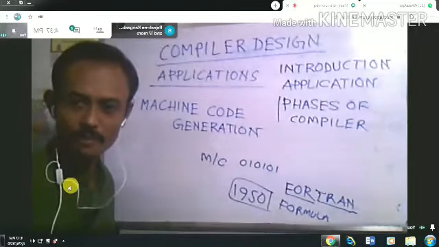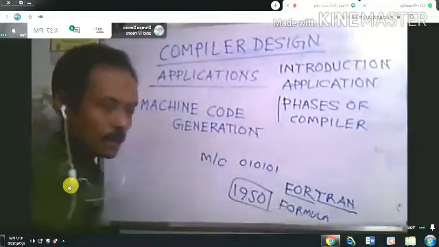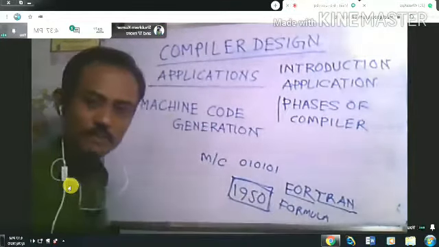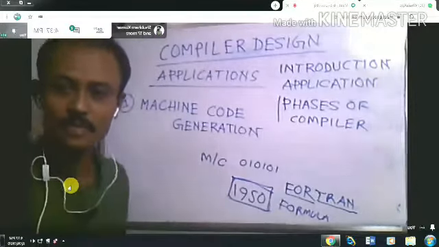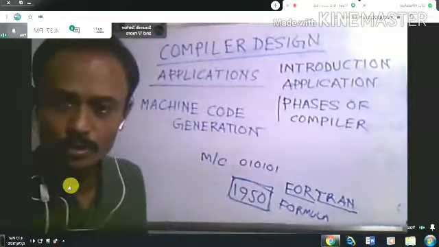I think definitely you have heard these terms: Fortran, Basic, COBOL. So Fortran is the first compiler that was written in the 1950s. Before the 1950s, computers also existed.